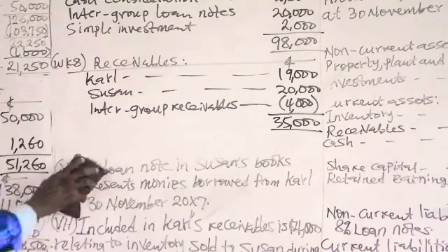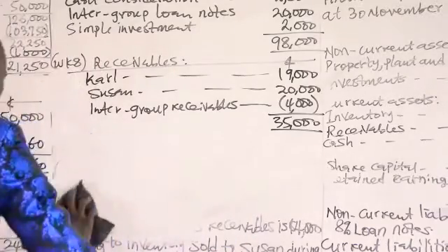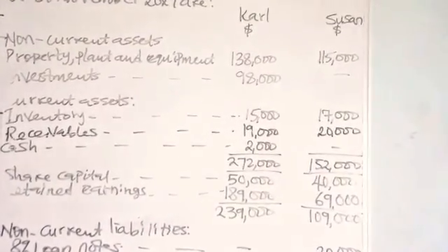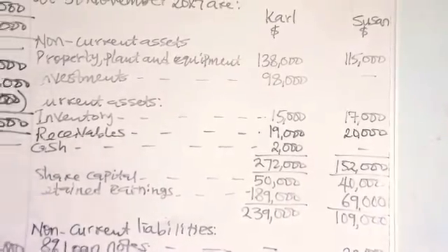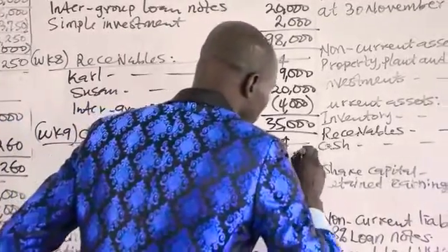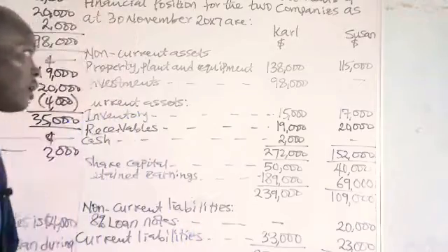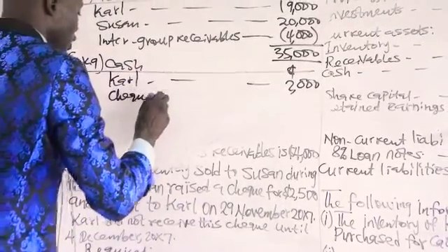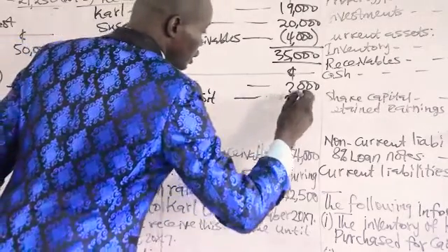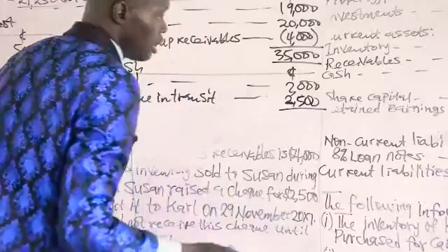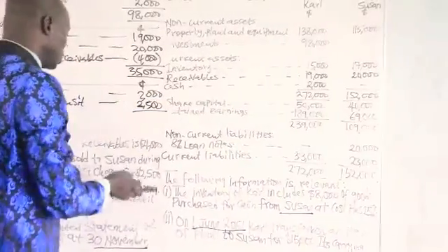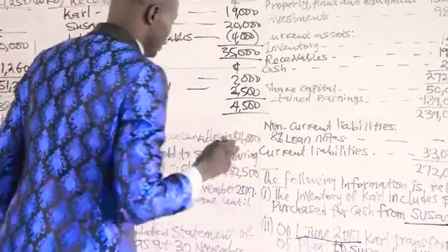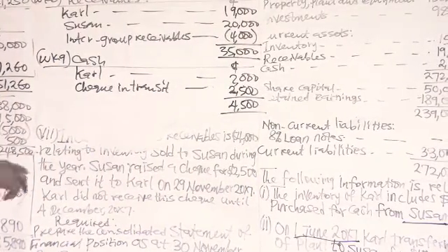Then we also have, as current asset, cash. So working 9, you have cash. You have that of Carl, which is 2,000. We don't have for Suzanne. But we're told there was a check in transit of 2,500. If you have bank separately in the statement of financial position, you will have adjusted that check in transit in the bank. So here you have 4,500.